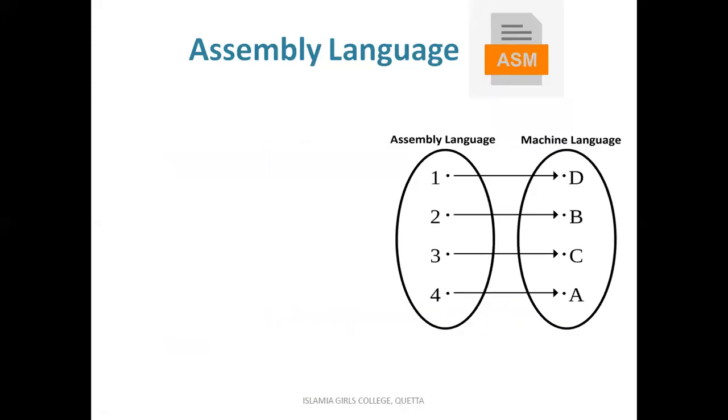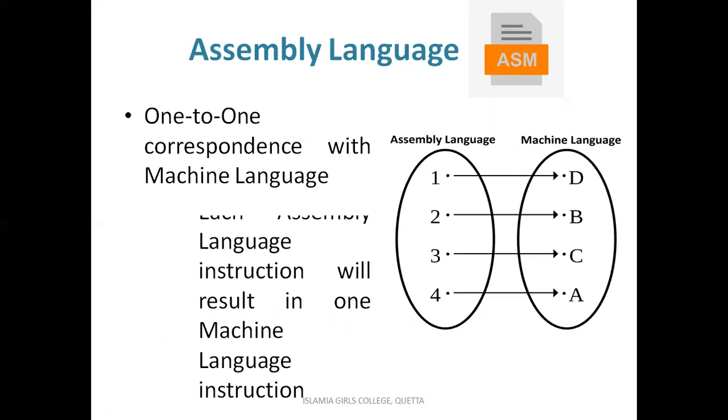Now another important point is that assembly language has one-to-one correspondence to machine language. This means that each assembly language instruction will result in one machine language instruction. If you translate the assembly language code into machine language, it will result in one instruction. So there is one-to-one mapping.